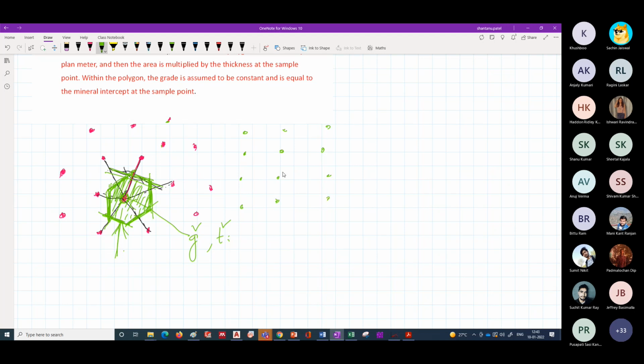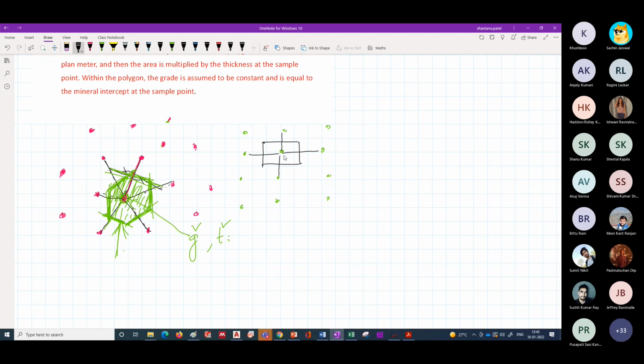So in this case, let's say you want to calculate the quantity. What you do is you just join these lines, right? The nearest points. And this will be again a rectangle.